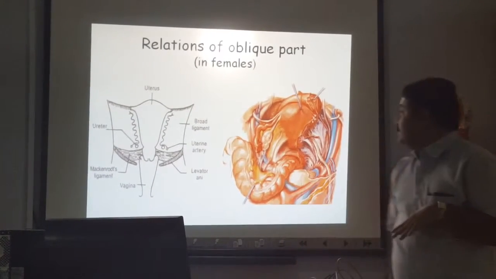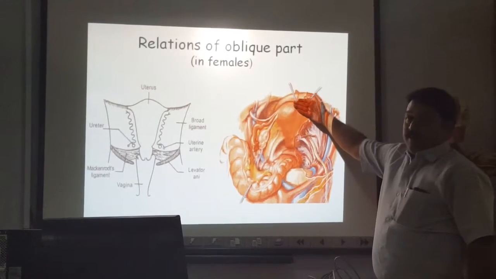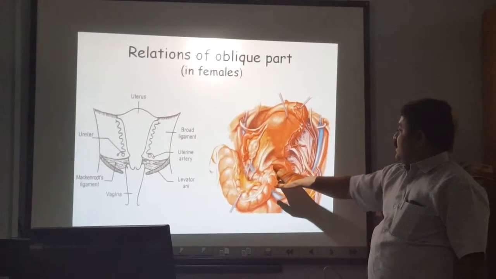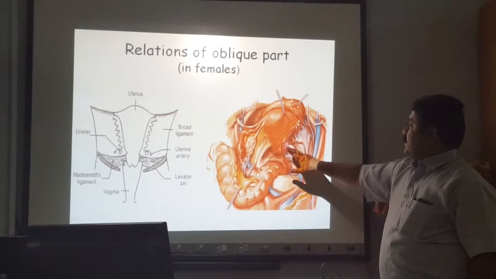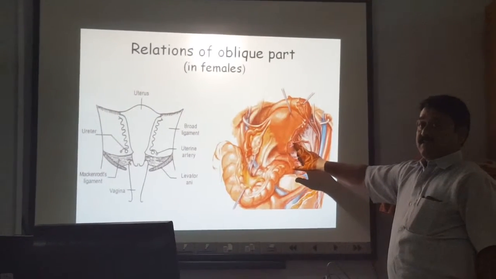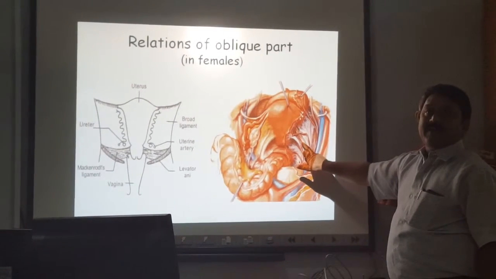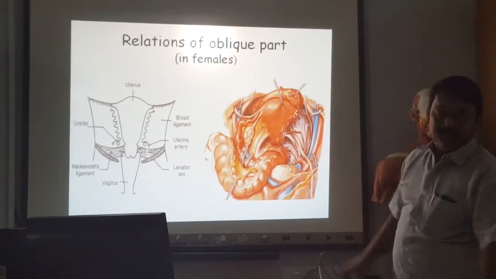cervix. Okay. See here, it is the retracted part of the urinary bladder. Here is the rectum. Okay. And ureter. Here is the cervix. Okay. From cervix 1.2 centimeter. From the cervix here is the ureter within the broad ligament of the uterus. Okay.